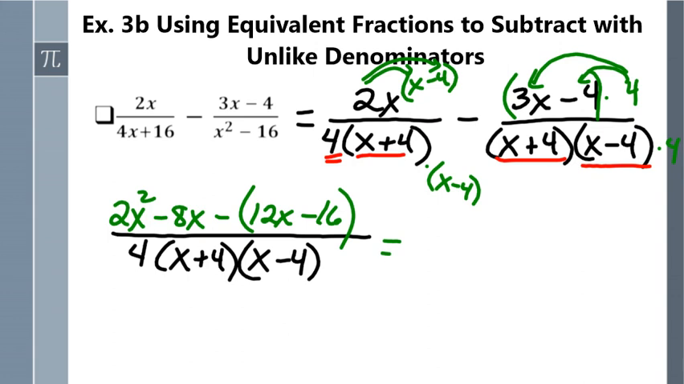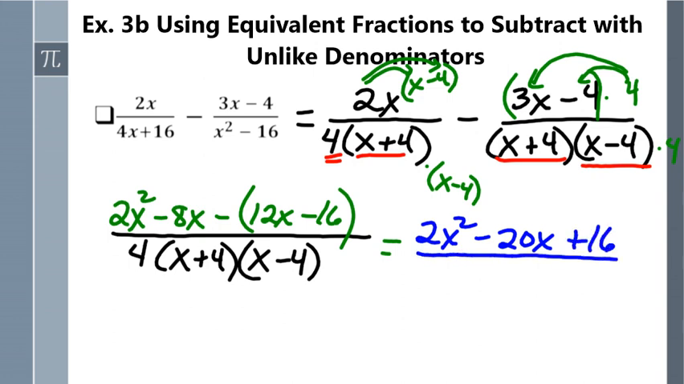Now if I rewrite my answer, or combine my terms, I have my 2x squared. Now I have negative 8x minus 12x, which is a negative 20x. And then I'm subtracting a negative 16, which is a positive 16. That's all over 4 times x plus 4 times x minus 4.